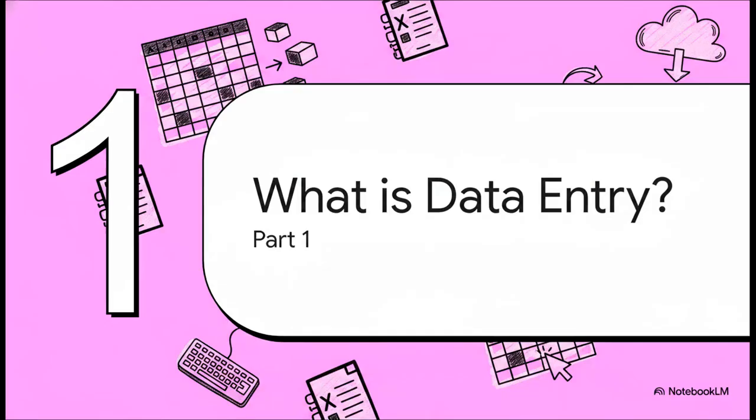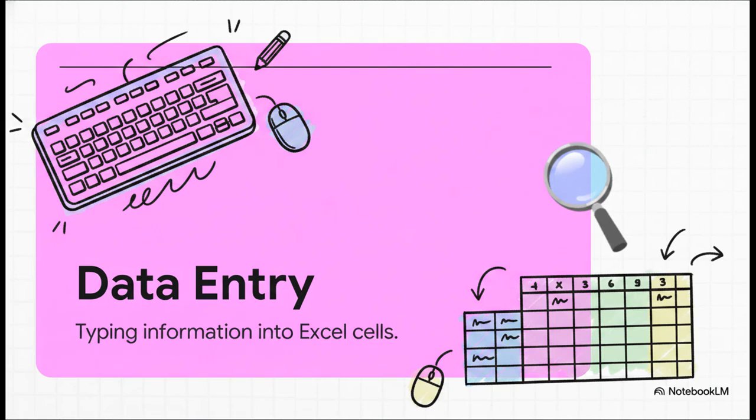All right, section 1. What exactly is data entry? The core concept here is incredibly simple. Data entry literally just means typing information into Excel cells. Remember how we talked about the spreadsheet being this massive grid? Well, every single piece of information you work with lives securely inside one of those individual cells. It's exactly where the software stores and categorizes your inputs.